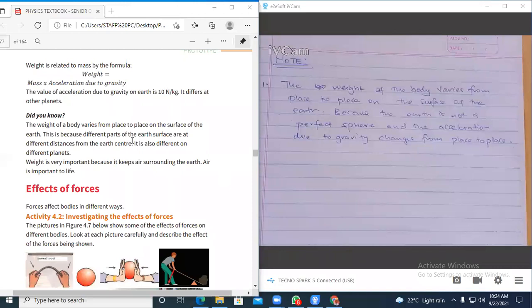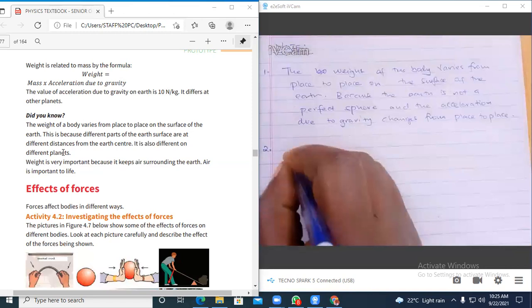So this is what they are telling you, that this is because different parts of the Earth's surface are at different distances from the center of the Earth. It is also different on different planets. So also on the moon, it is different. So on the moon, we have different weight.